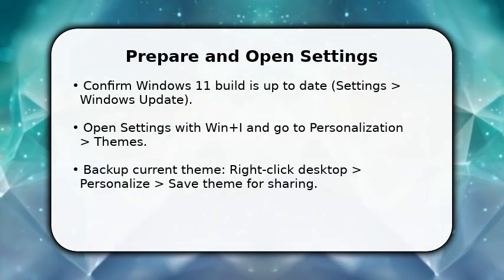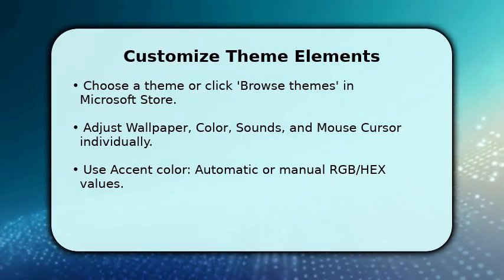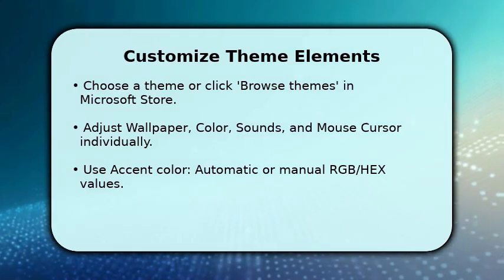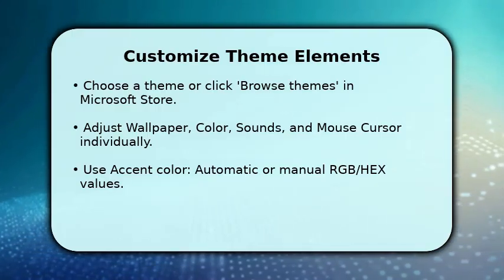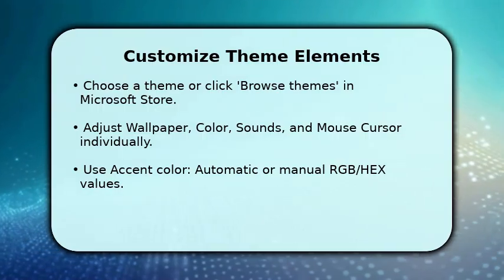Next, you customize the core elements that make a theme unique. Select a built-in theme or open the Microsoft Store to browse and install more. Installed themes appear immediately. Once chosen, tweak wallpaper, color, sounds, and mouse cursor independently so each element matches your intent.